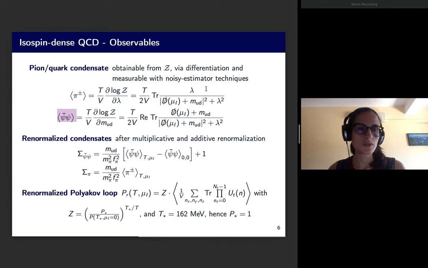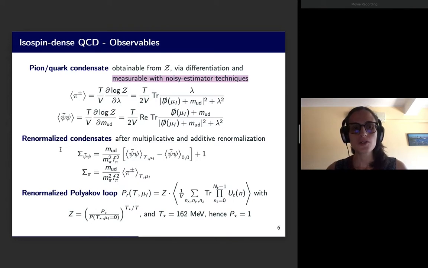If you would want to do this computation exactly, you would have to consider 12 times the number of sites you have in your volume propagators, which would be very difficult. And this is why I'm mentioning here that these quantities are measurable with noisy estimator techniques, okay? Just so you know it, and then we can discuss this.